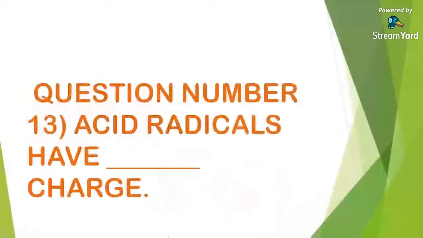Okay, now the next question is question number 13. Acid radicals have dash charge. Yes, just now I have discussed that when we talk about radicals, there are two types of radicals, basic radical and acid radical. On the basis of the presence of what charge, the radicals are divided into two types: basic and acid. Basic radicals have positive charge and they are called cations, and acid radicals, I'm not going to disclose the answer, but I can tell you that acid radicals are also called anions.